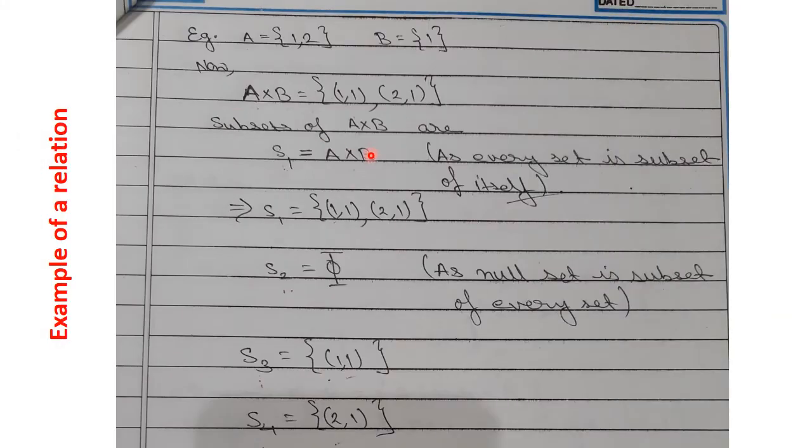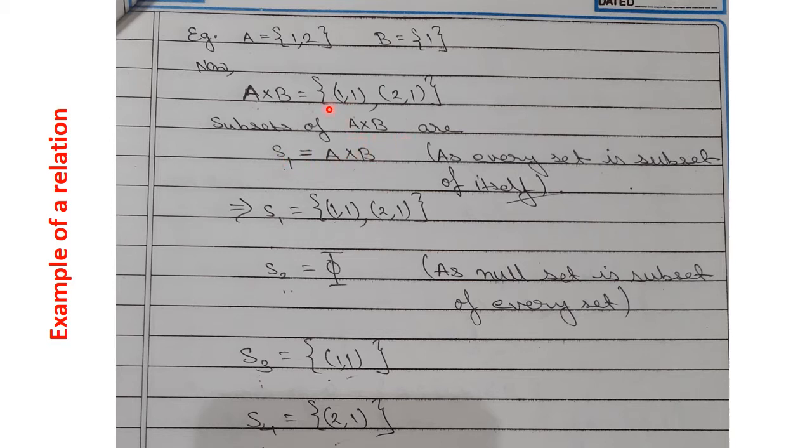Let us try to understand by example. So here I have taken two sets A and B. A has 1, 2, and B has only 1. Then the Cartesian product of A and B will have ordered pairs (1, 1), (2, 1). So from the definition we know that if R is a relation from A to B, then R is nothing but a subset of A cross B. So here let's find out the subsets of A cross B. Whatever subsets we get, each subset will be a relation from set A to B.